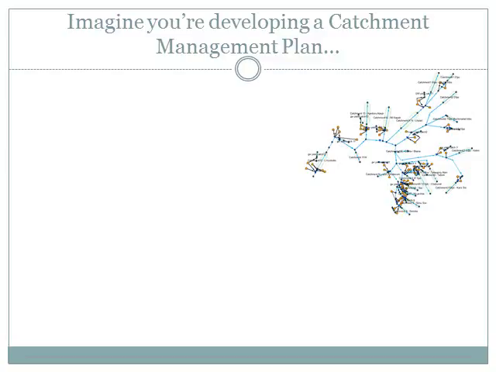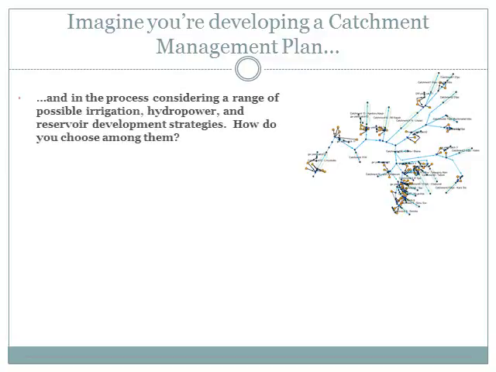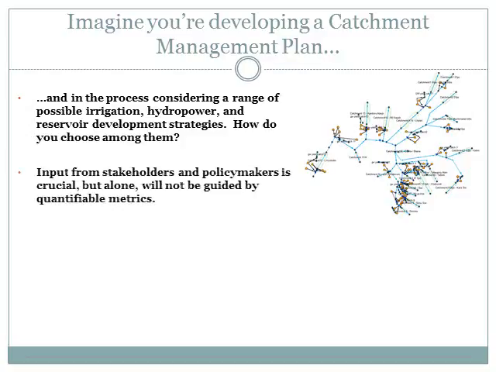To start, imagine that you're developing a catchment management plan. In the process of doing this, you're considering a range of possible development strategies. How do you go about choosing among them? So clearly it's important to consult stakeholders and policymakers, but by themselves, they will not be able to provide us with quantifiable metrics comparing one strategy against another.